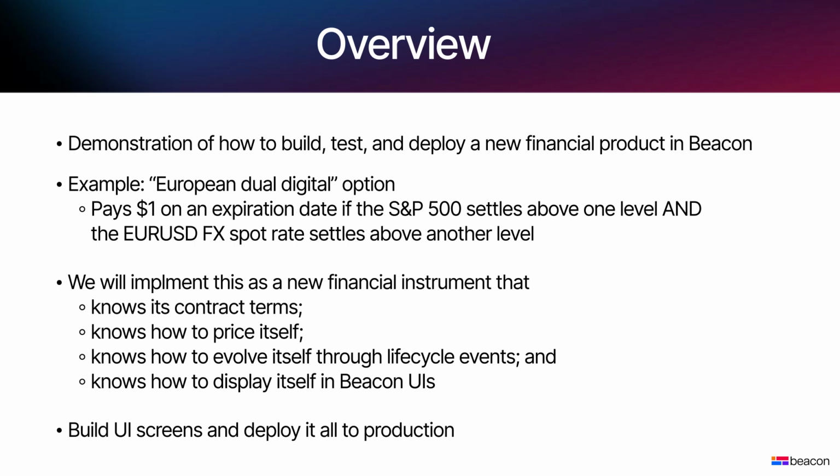So today we're going to look through how to build, test, and deploy a new financial product in Beacon. The example we're going to look at is an exotic derivative called a European digital option. We'll talk about the details of that in a minute. And we're going to implement this as a new financial instrument that knows its contract terms, knows how to price itself, knows how to evolve itself through life cycle events that happen through its lifetime, and also knows how to display itself in Beacon UIs. And then we'll build those UI screens and show how to deploy it all to production really quickly.